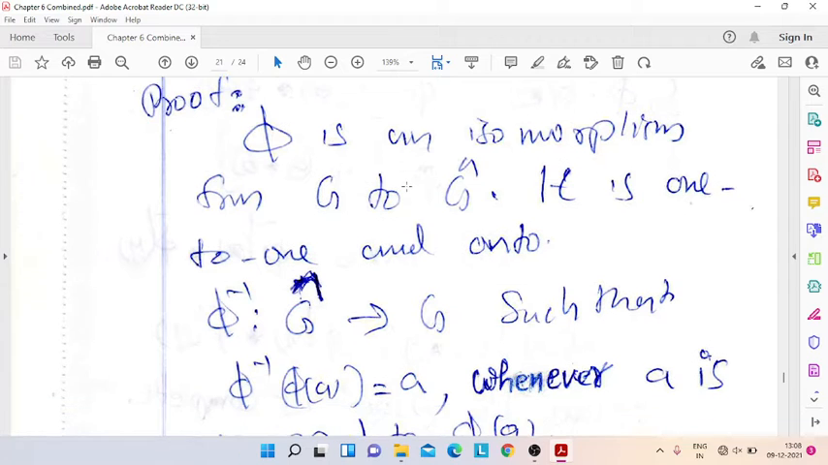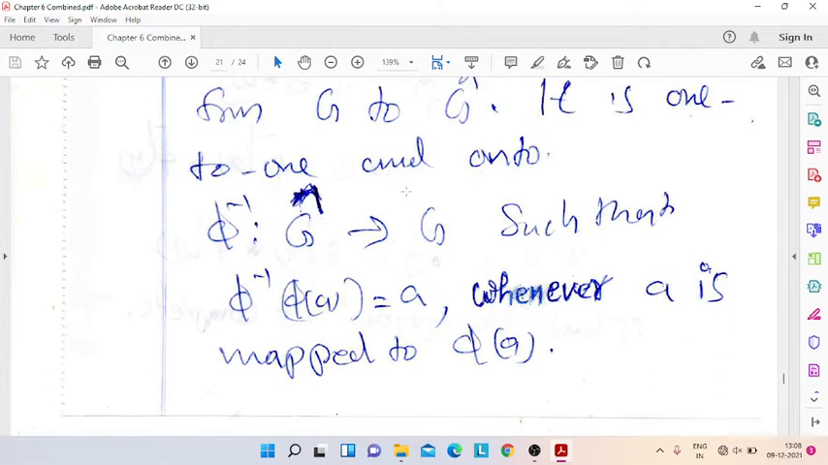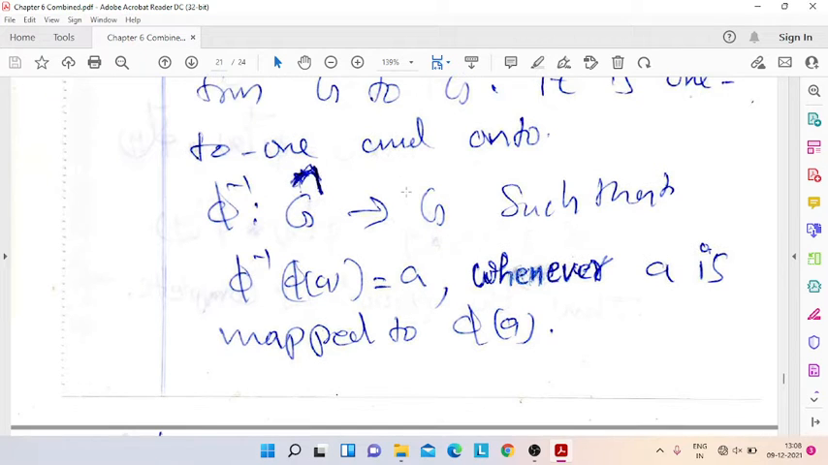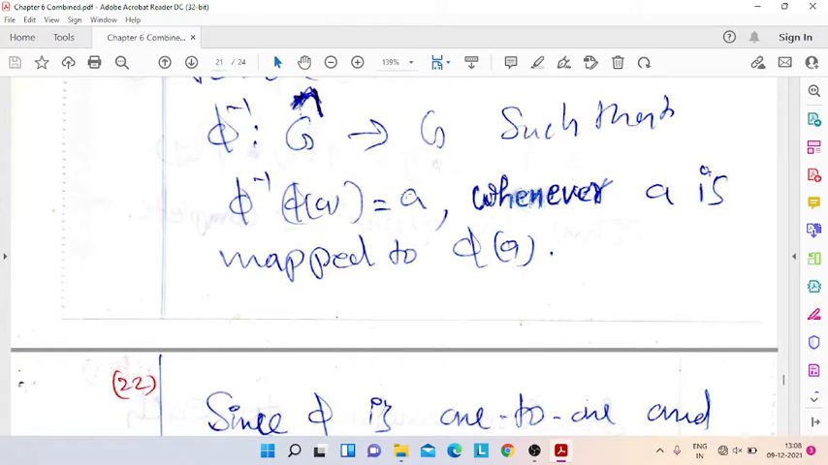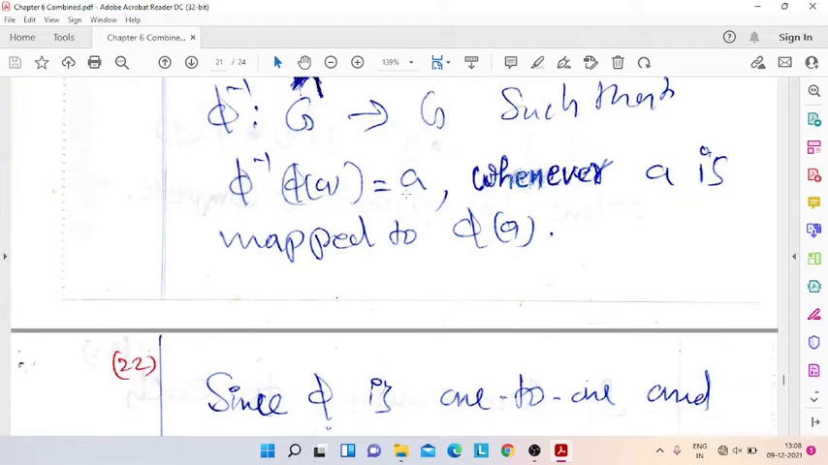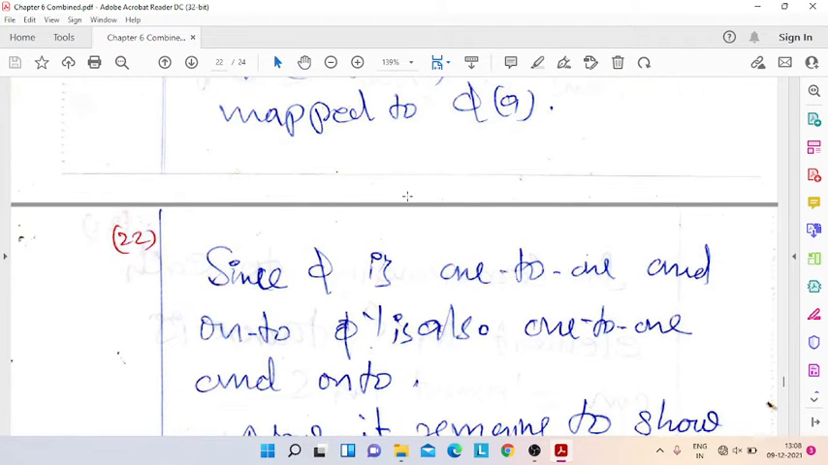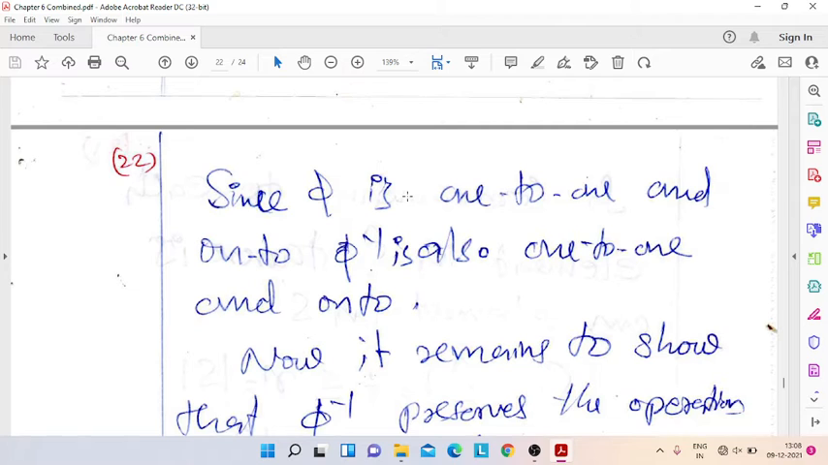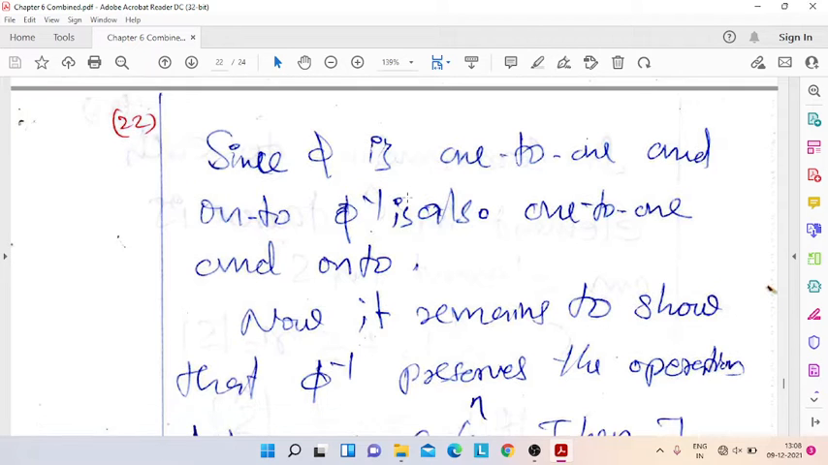Since it is given that phi is an isomorphism from G onto G cap, it is 1 to 1 and onto. So if we define phi inverse from G cap to G such that phi inverse of phi of A equal to A whenever A is mapped to phi A, then we can see that since phi is 1 to 1 and onto, phi inverse must also be 1 to 1 and onto.